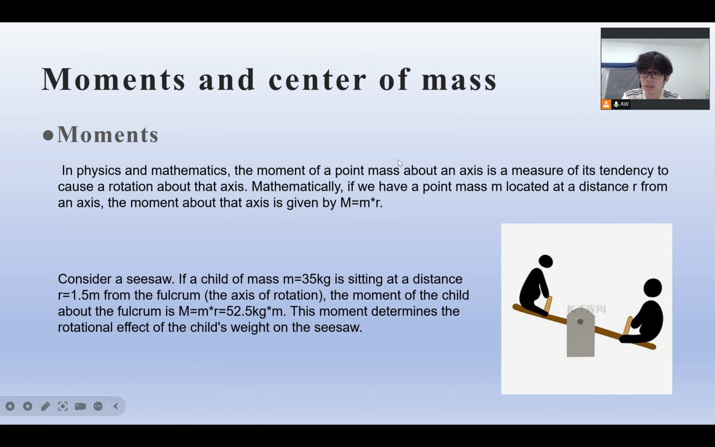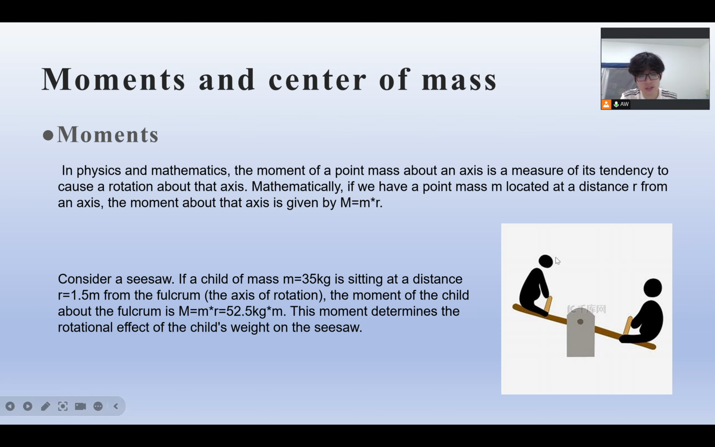And then it's moments and center of mass. First is moments. In physics and mathematics, the moment of a point mass about an axis is a measure of its tendency to cause a rotation about that axis. Mathematically, if we have a point mass m located at a distance r from the axis, the moment about the axis is given by M equals m times r.